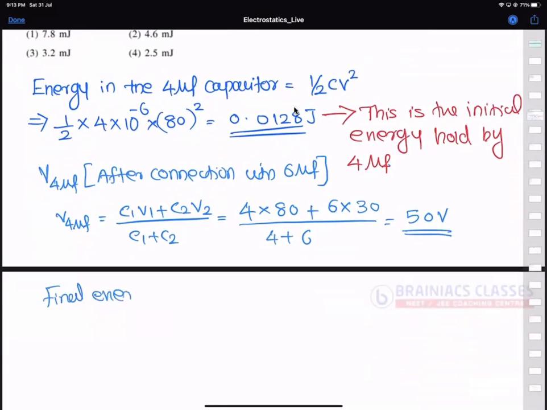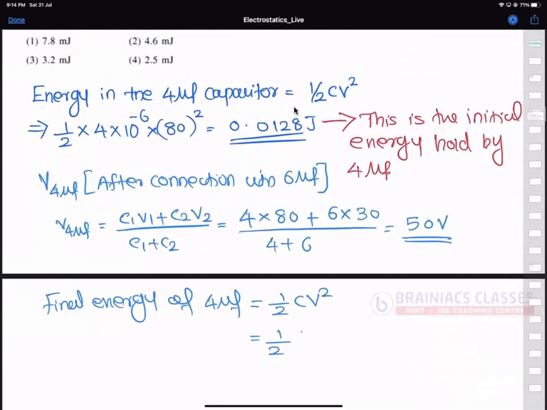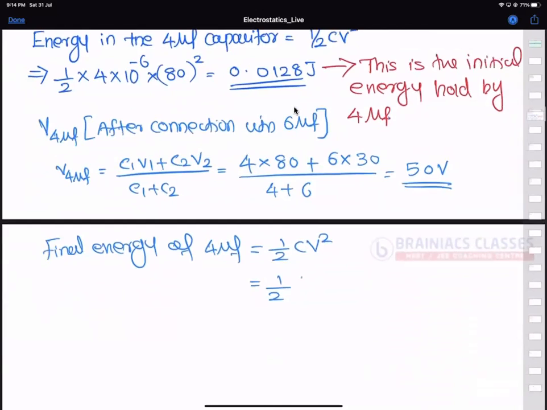So how do we calculate the final energy of the 4 microfarad capacitor? It is equal to 1 by 2 into C V square. Here C is the same capacitor, right? So 1 by 2 into 4 into 10 power minus 6 into V square. But what is the voltage now? It becomes 50 whole square.